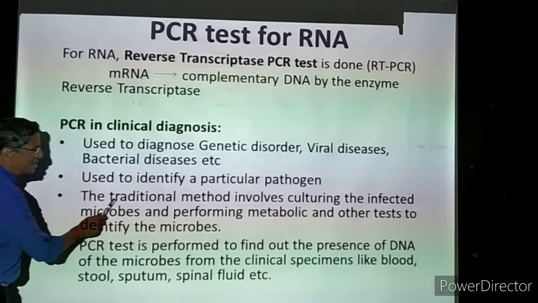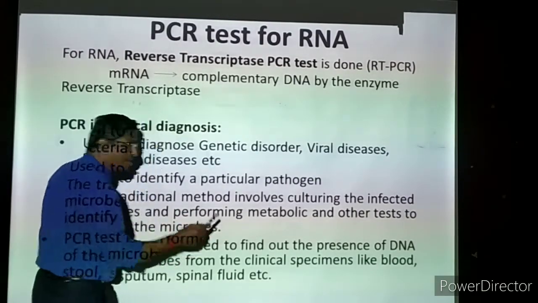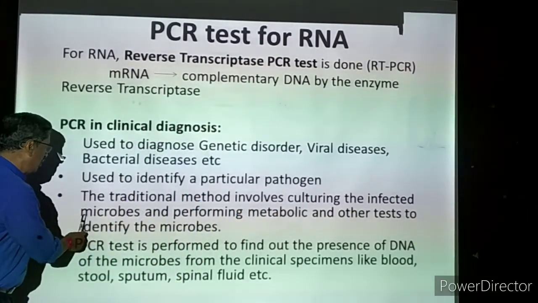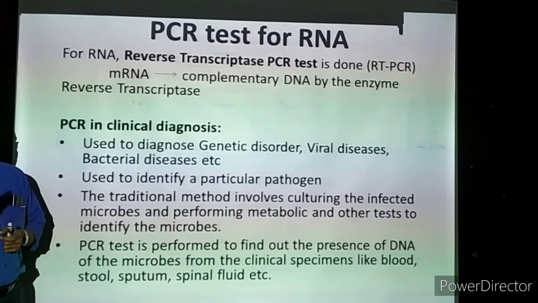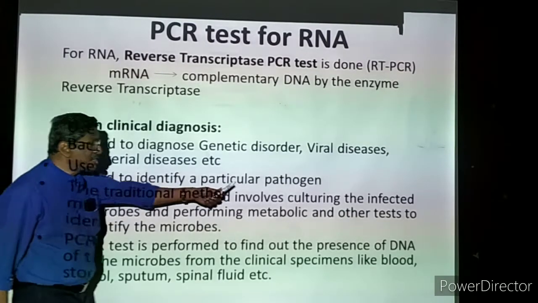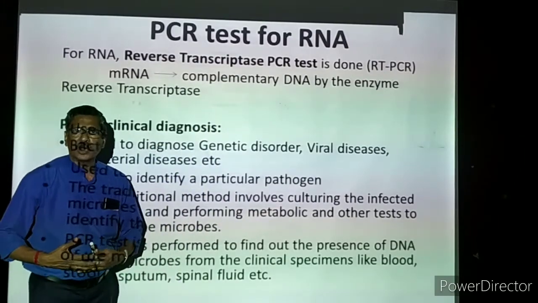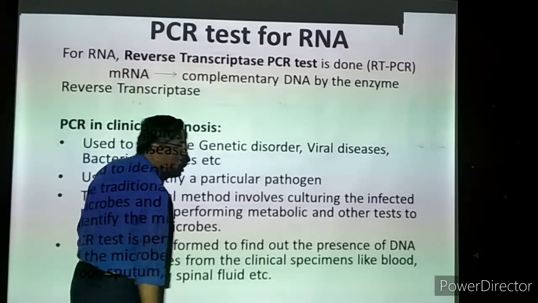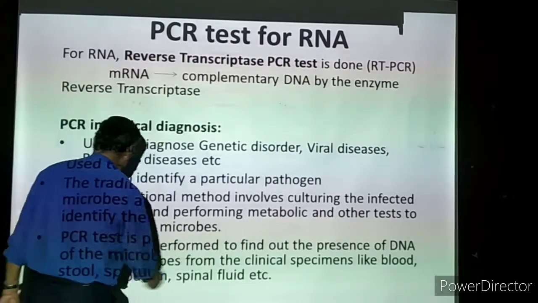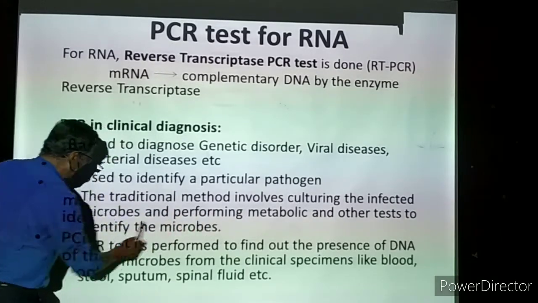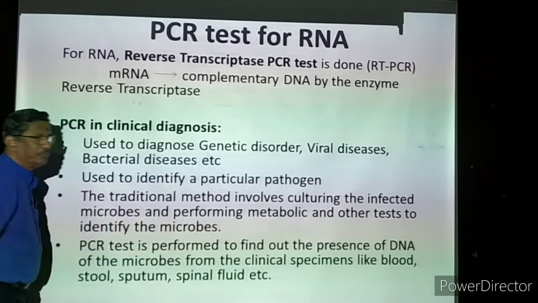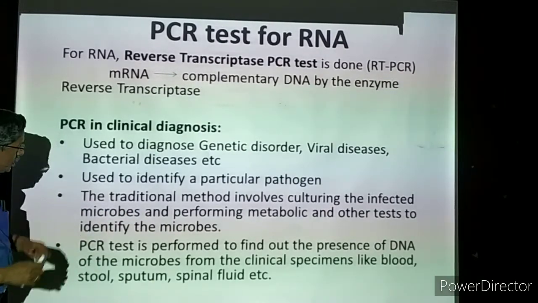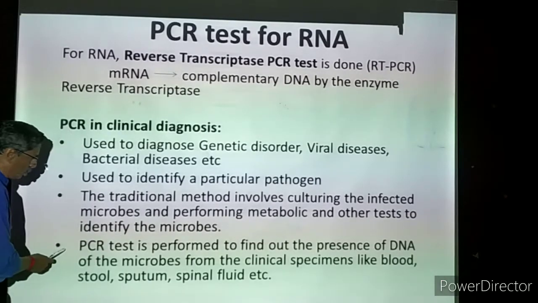Then the traditional method, the old method, involves culturing the infected microbes. Already the infection is there. Now they will collect the microorganism and culture it, that means making the microorganisms multiply, and performing metabolic tests. Metabolic means chemical reactions. They will do chemical reaction tests and other tests to identify the microbe. But it is a little tedious, and accuracy may not be there. But PCR will give accurate information about the microorganism.